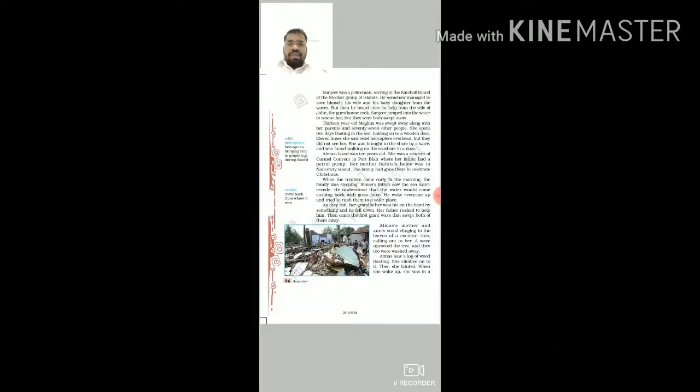She was a student of Carmel Convent in Port Blair, where her father had a petrol pump. Yes, Almas Javed, a 10-year-old girl, a school-going girl. She was a student of Carmel Convent School in Port Blair, that is the capital of Andaman. Her father had a petrol pump over there.